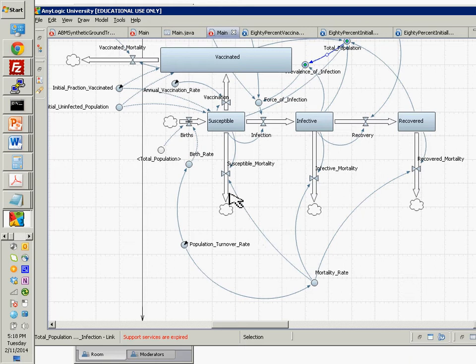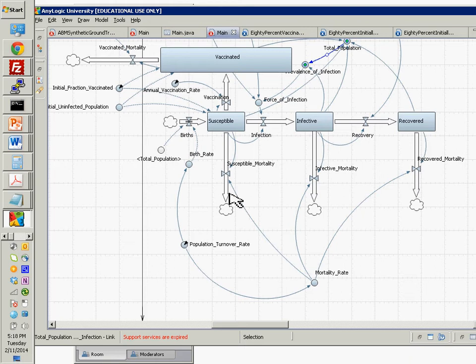So this is my incorporation of those elements. Did anyone want to ask questions about this? What is the population turnover rate? Oh, okay. Yeah, so this is a great question. And this is part of my hidden agenda today, to start introducing some familiarity with AnyLogic.